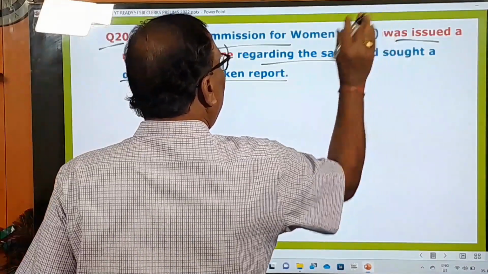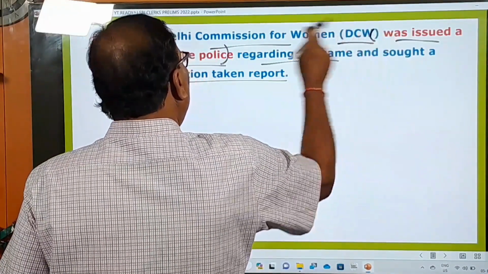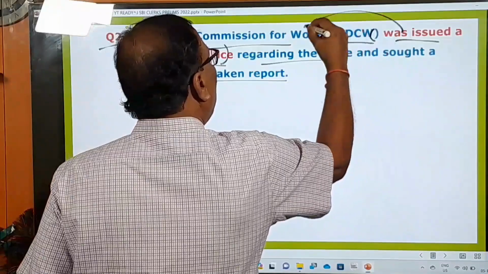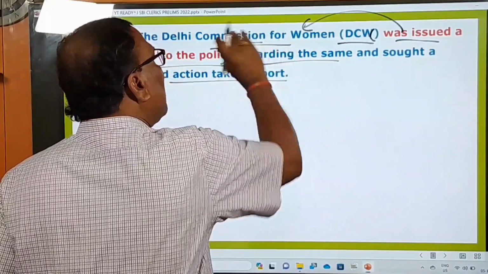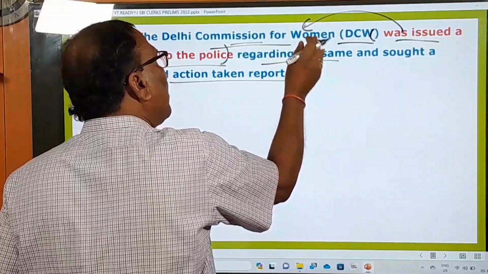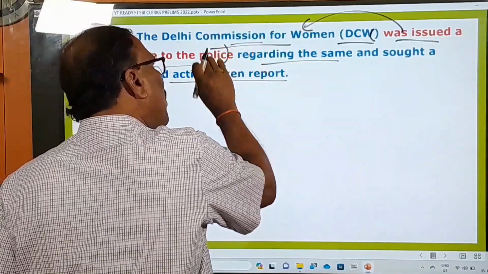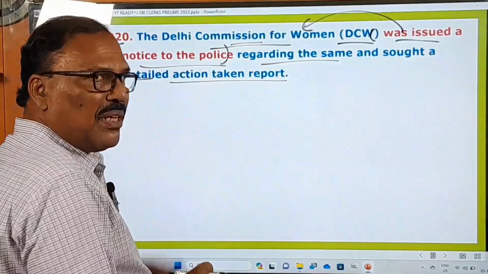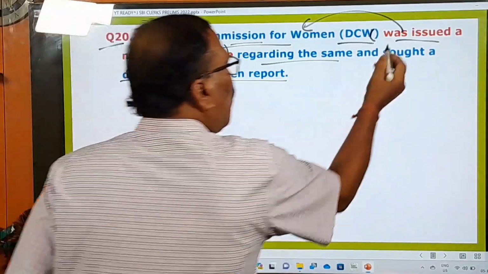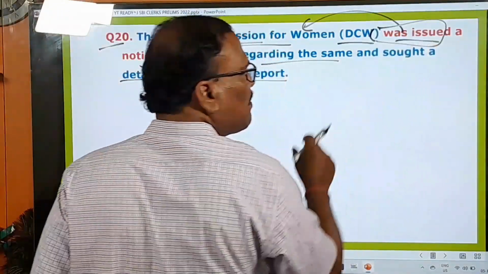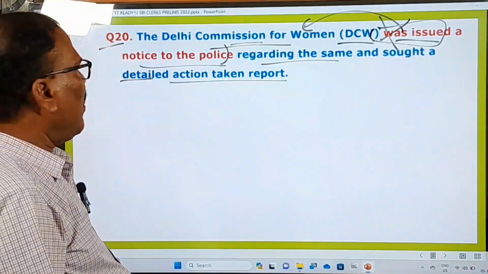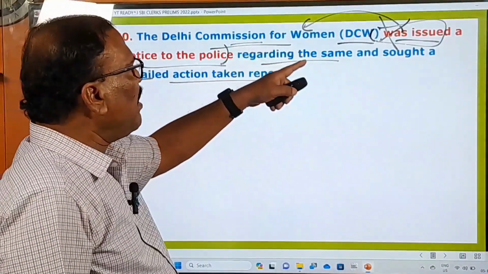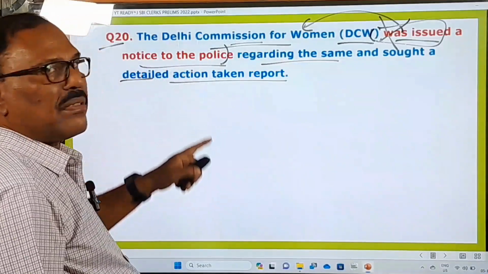This is grammatically incorrect. It means a notice was issued to the Delhi Commission only. It means the Delhi Commission did not issue a notice to the police, and the police only issued a notice to the Delhi Commission. That is the meaning. If at all you say was issued, it is the passive voice. So you have to drop this one. And the Delhi Commission for Women issued a notice to the police. It must be like that.